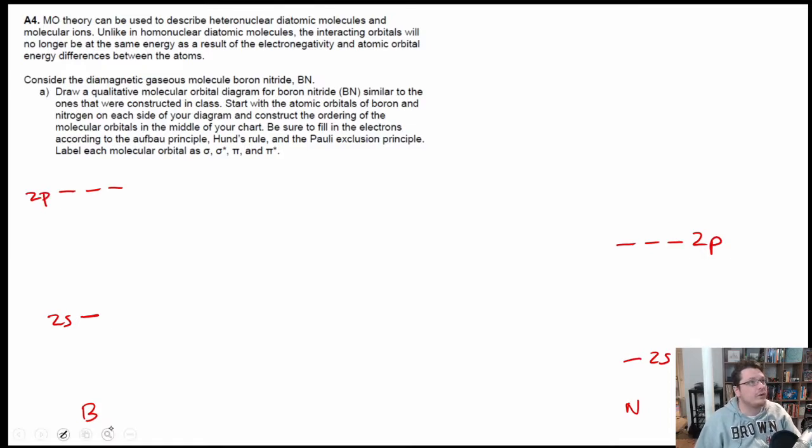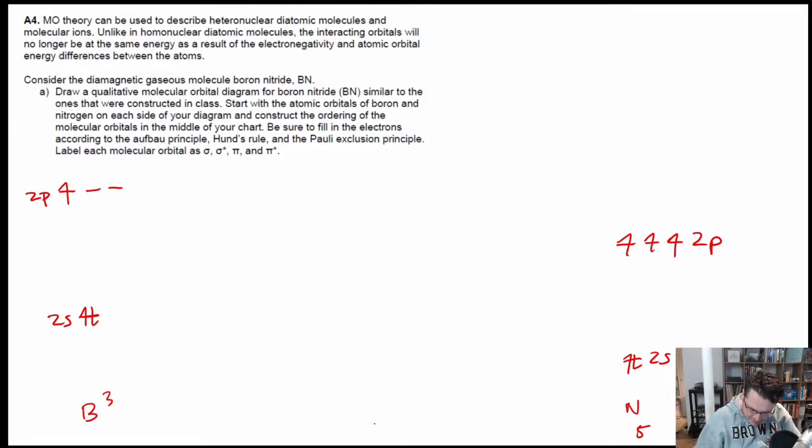So now going through, boron has 3 electrons, so we go 1, 2, 3. Nitrogen has 5 electrons, so we have 1, 2, 3, 4, 5. So now both of these are done for the atomic orbital energy.